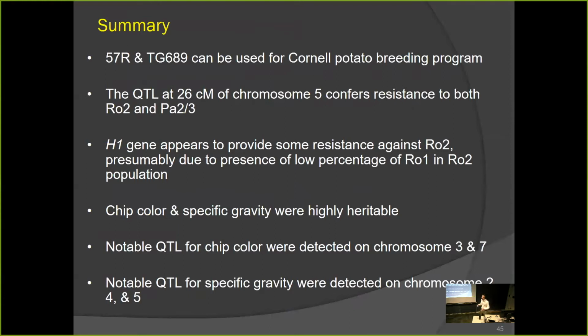So let me summarize this whole presentation. As I mentioned before, these two markers can be used for a breeding program. The QTL at 26 centimorgan of chromosome 5 confers resistance to both RO2 and PA2/3 pathotypes. The H1 gene appears to provide some resistance against RO2, presumably due to the presence of a low percentage of RO1 in the RO2 population. Chip color and specific gravity were highly heritable, and notable QTL peaks for chip color were detected on chromosomes 3 and 7. Notable QTL peaks for specific gravity were observed on chromosomes 2, 4, and 5.